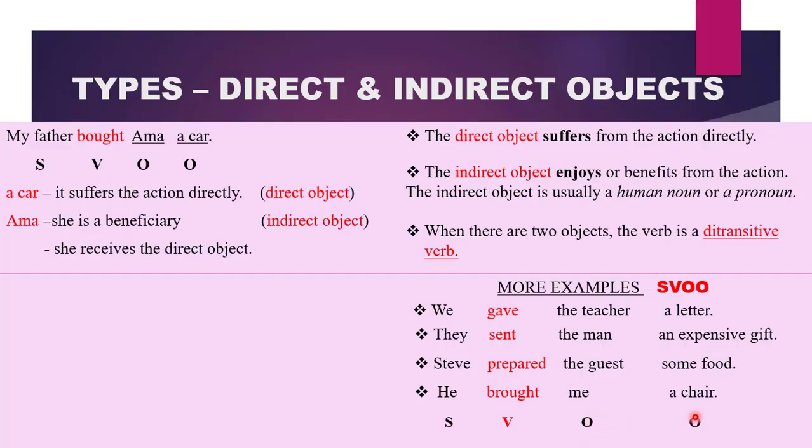So in labeling sentence elements, do not go and write indirect object. Indirect object is not a sentence element. Object is the sentence element. So whether it is a direct object or an indirect object, simply write O as an object because both, whether direct or indirect, are objects.